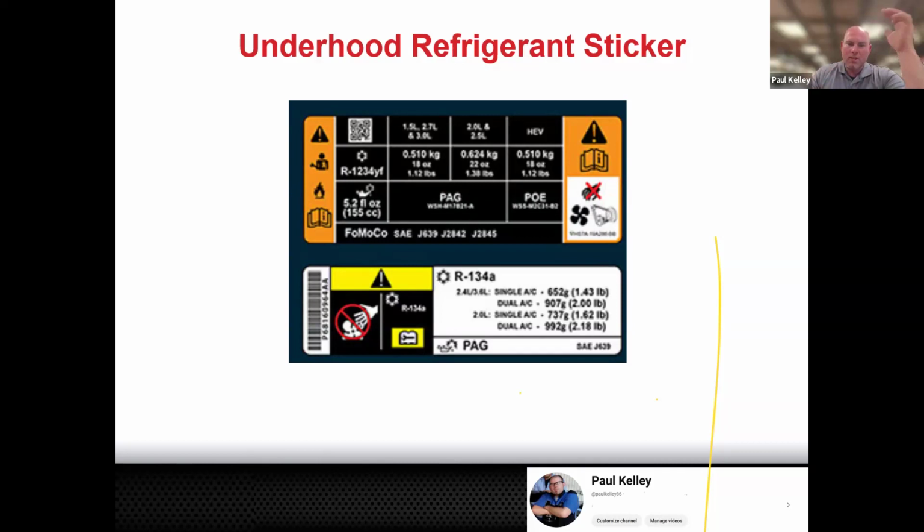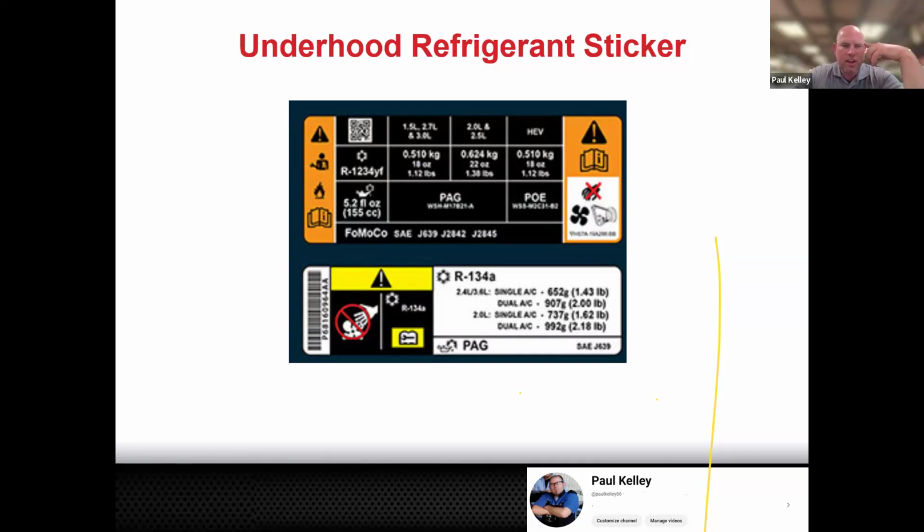Make sense? But if it's got the 2 liter or the 2.5, it actually takes a little bit more, 0.624 kilograms. Now, if we were to make that into a more familiar unit for the US scale, 0.510 kilograms is 18 ounces, or 1.12 pounds. A lot of times, I'd say, we talk in pounds. How much refrigerant do you use? 2 pounds, 1.2 pounds, 1.8 pounds, 2.2 pounds, right? That's normally the lingo.